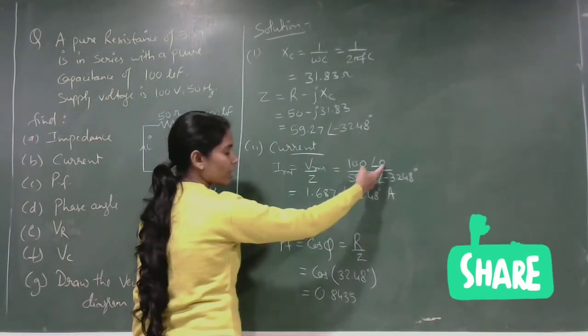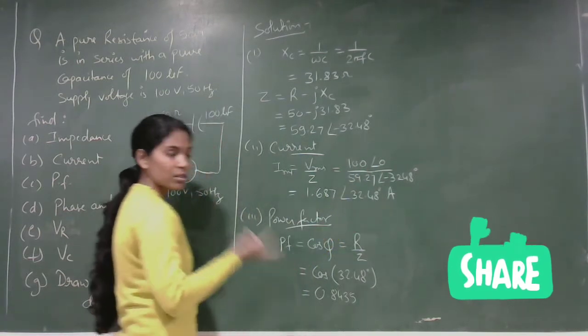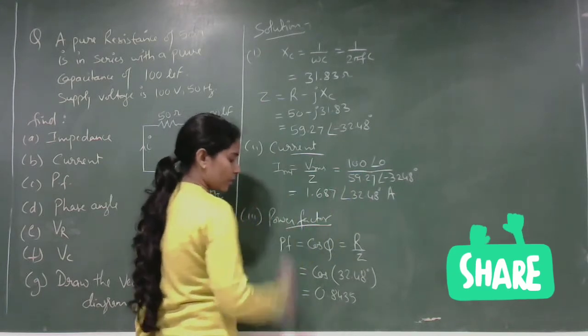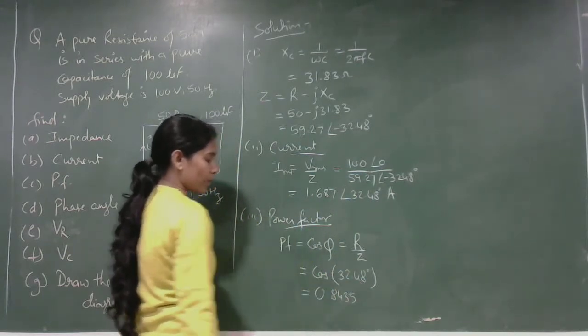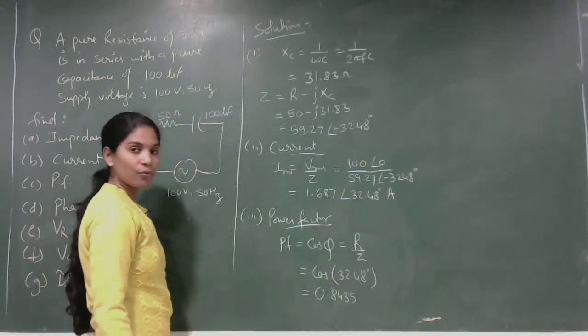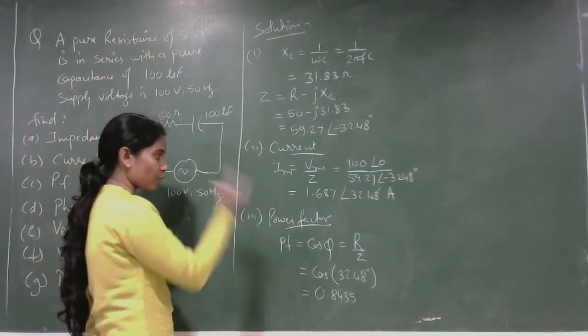So voltage is at 0 degree and current is at 32.48. So what is the phase difference? That is 32.48. So cos of 32.48, I am getting this value as 0.8435. This is my power factor for this given circuit.